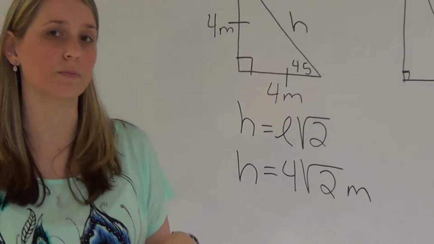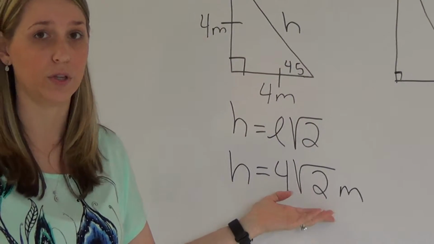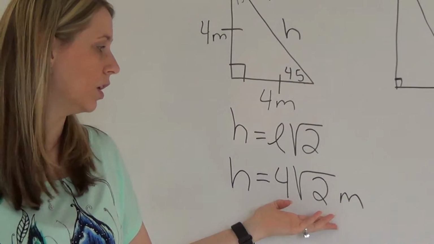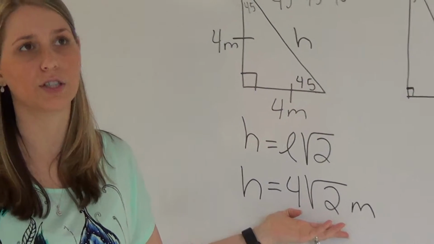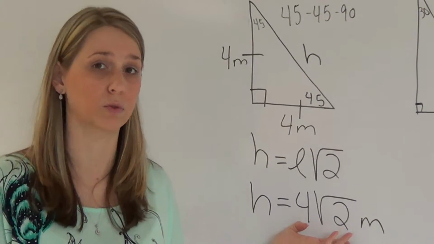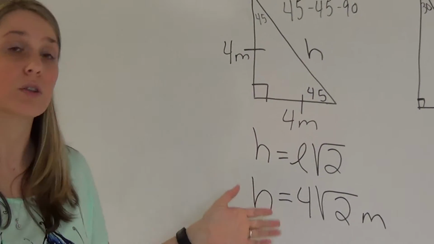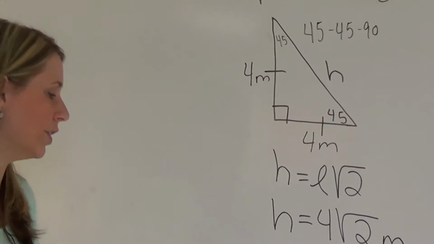Now, if you want the decimal form of that, you would just need to plug 4 times the square root of 2 in the calculator, and it'll give you a decimal. Most of the time, rounding to the nearest tenth, which is one place after the decimal, would be sufficient, depending on what the directions for your problem would be. Alright, that's pretty easy. Now, it gets harder when you have the hypotenuse and you're looking for the leg.